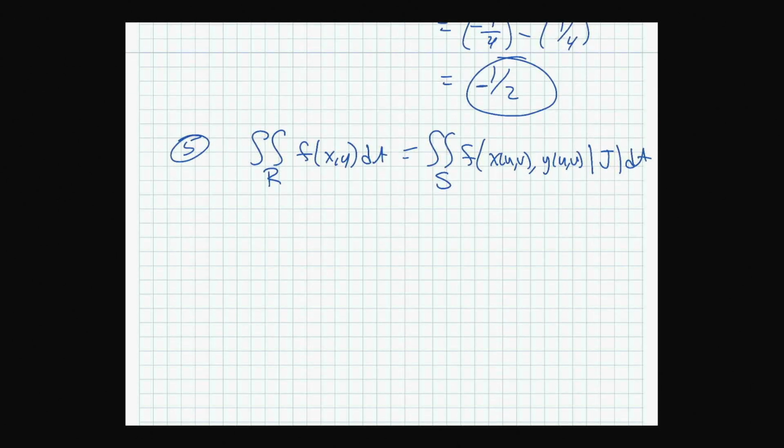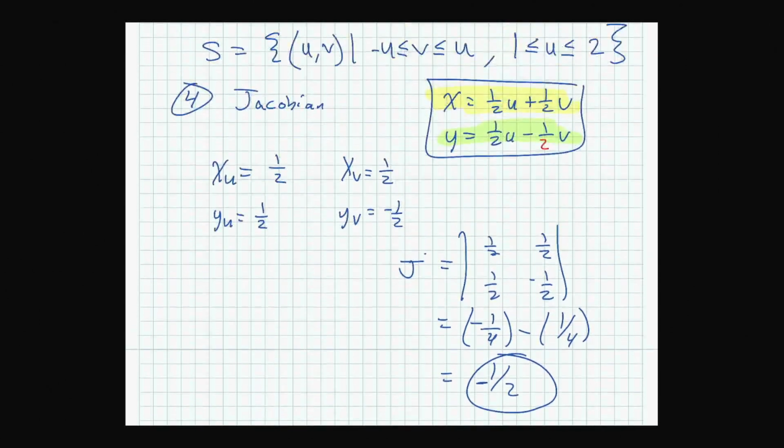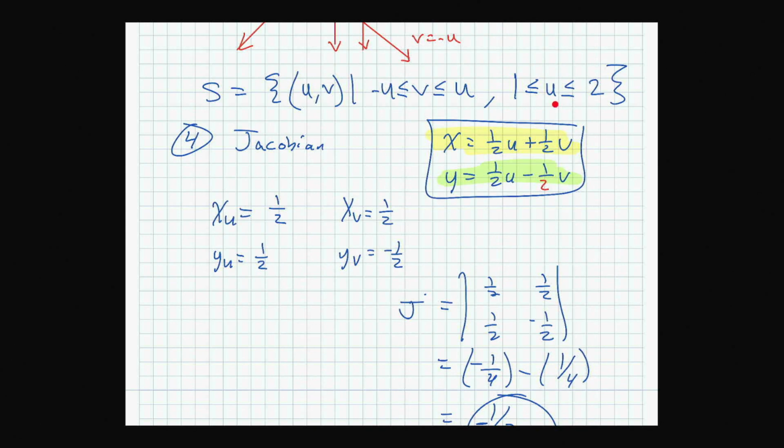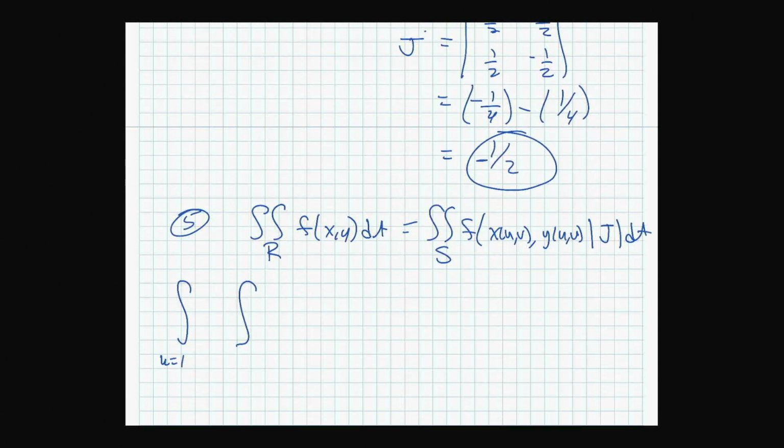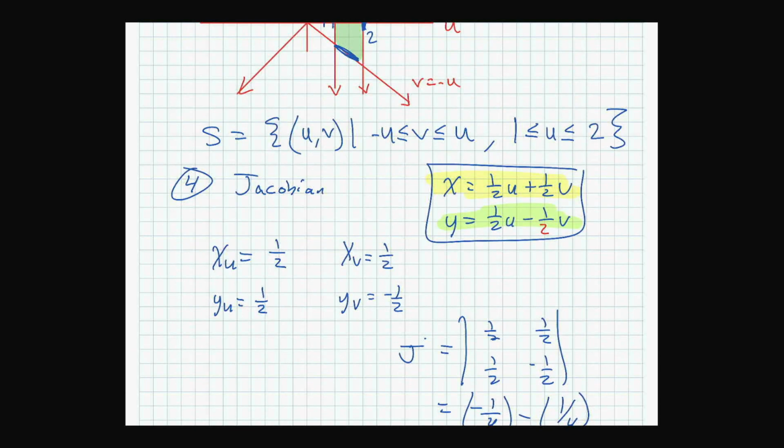So combine all our stuff. We can do this. So first of all, limits of integration. So we found the limits of integration. U was between 1 and 2. V was between negative u and positive u.